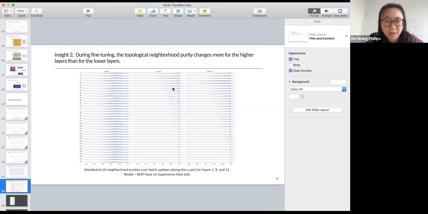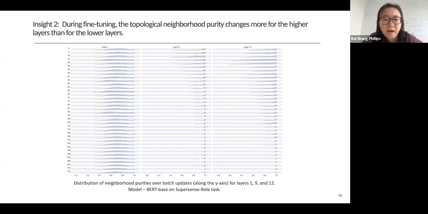Here is an example of how the purity looks across different fine tuning processes. If you look at layer nine, and at how those purities are distributed, around like 60, 70 steps of refinement, the purity is already very good. So the question is, do we want to just stop the refinement there, or do we want to keep going, right? So this is another way to really assess how your topological structure has reached a certain kind of, not exactly convergence, but a certain kind of stable state.